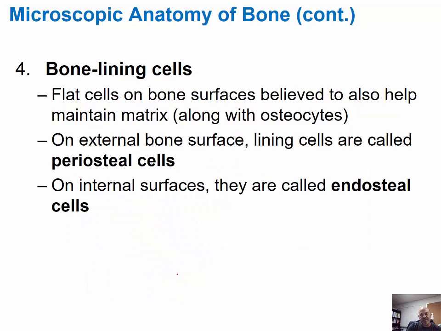And then we have the bone lining cells. These are going to be flat cells on the bone surface, believed to also help maintain matrix, along with the osteocytes.